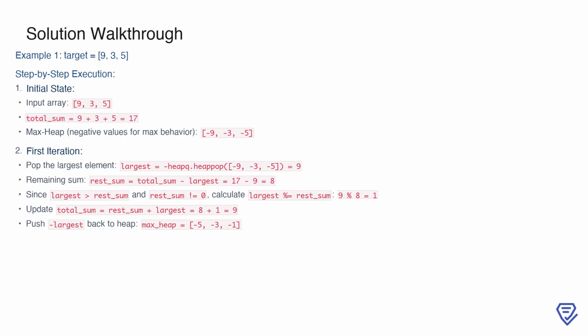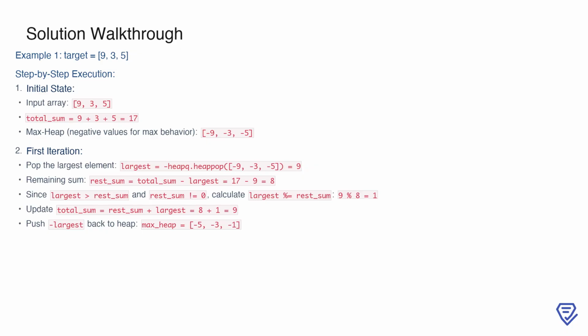In this example, we start with the target array 9, 3, 5. The initial total sum of the array is calculated as 17, and we use a max heap to efficiently track the largest element. To simulate a max heap using Python's heap, we store negative values, resulting in -9, -3, -5. In the first iteration, we extract the largest element, which is 9. The remaining sum of the other elements is 8.